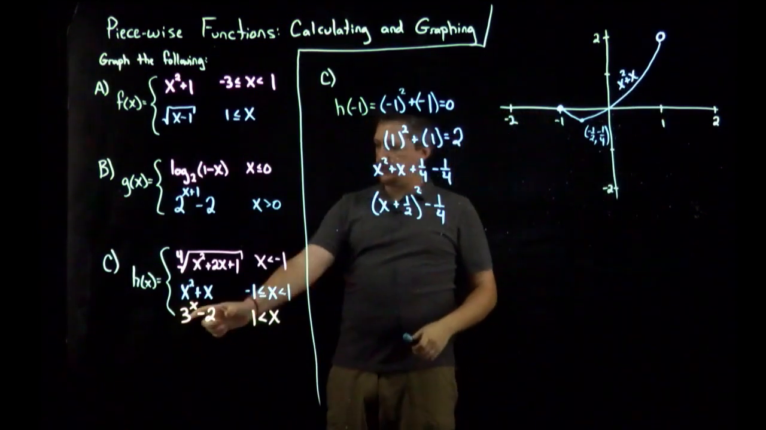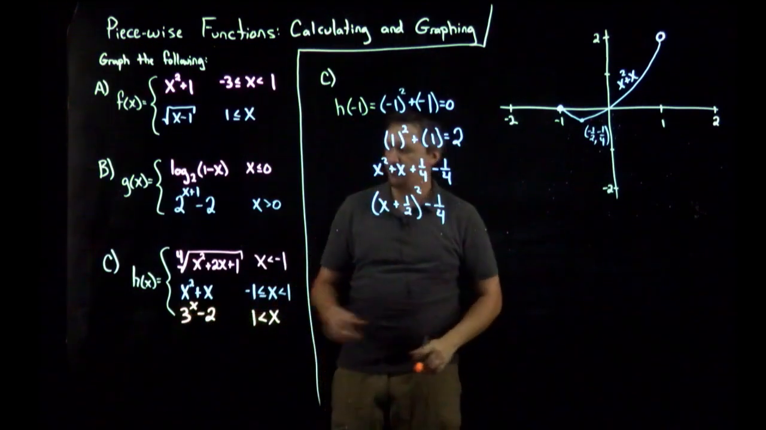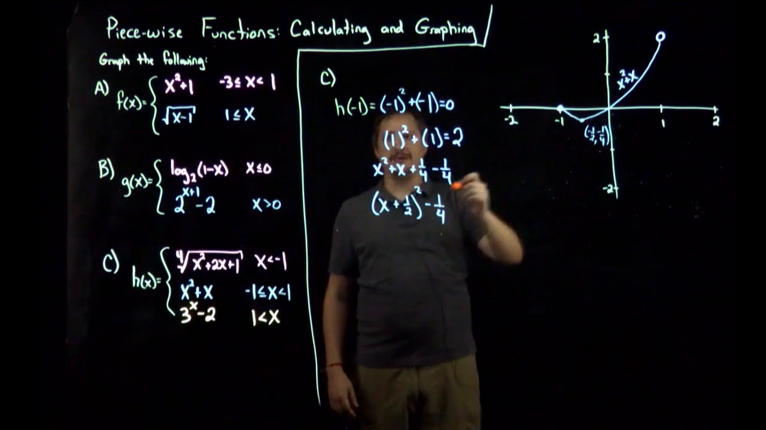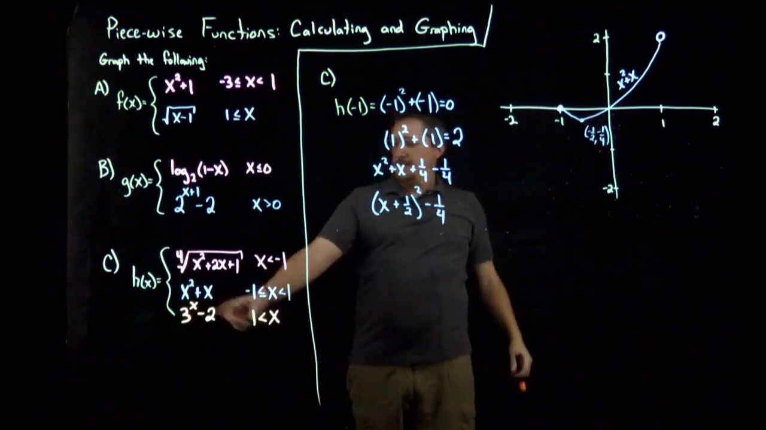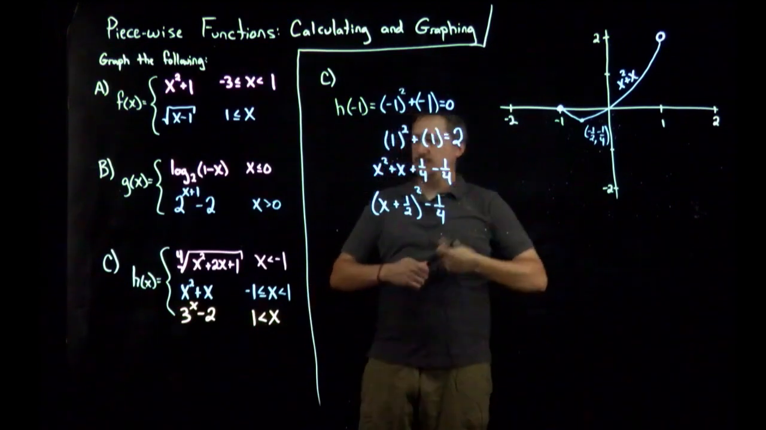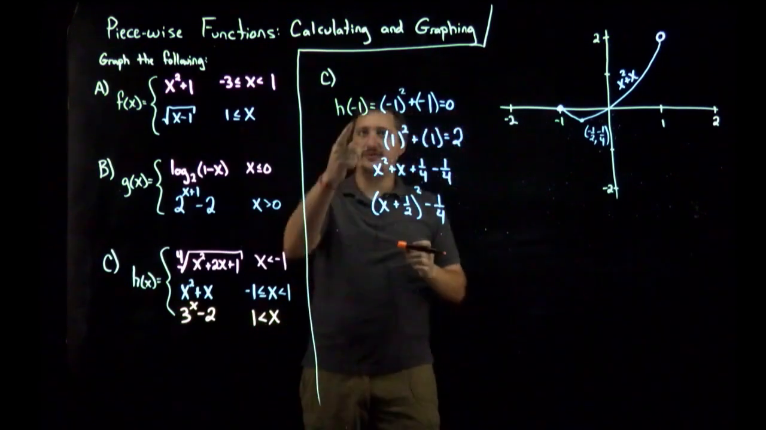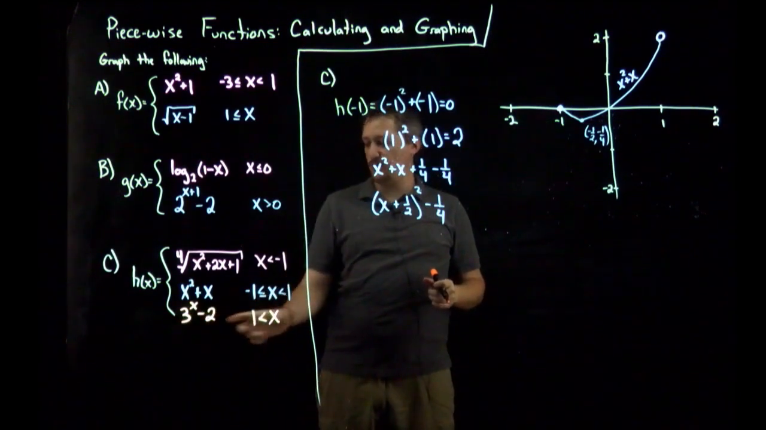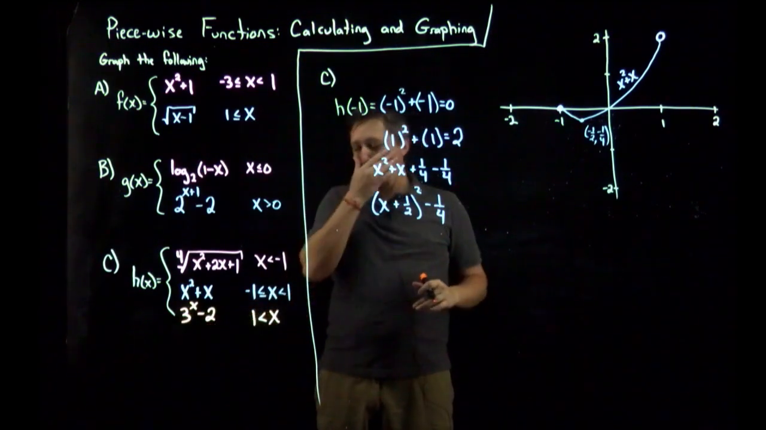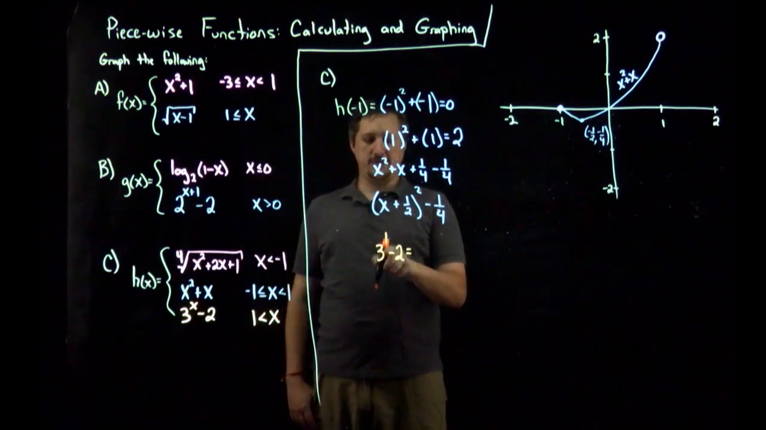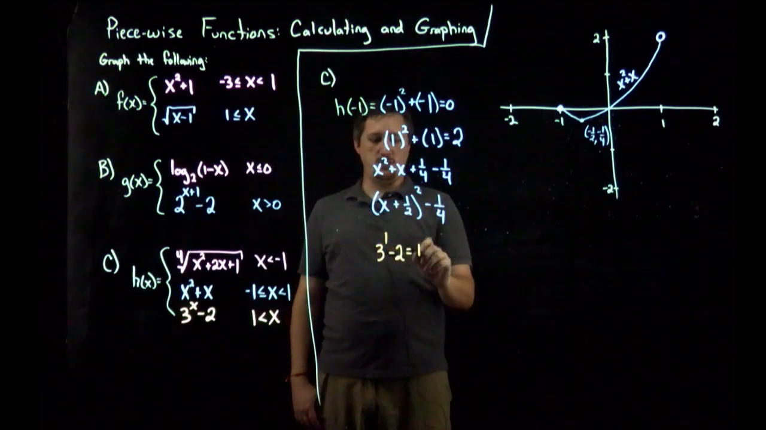Next one I'm going to do is 3 to the x minus 2, which, again, is an exponential. So it's going to be like the Superman function, up, up, and away. But it's starting at 1, but not including 1. So I'm going to do the same cheating trick. I can't say h of 1 equals this, because 1 is not even in the domain at all. So I have 3 to the 1 minus 2. That's 3 to the 1 is 3, minus 2 is 1.